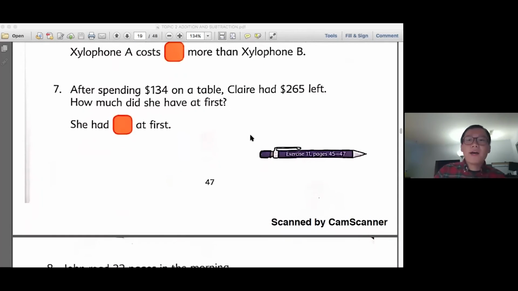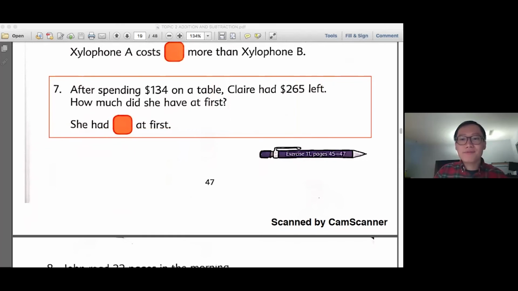Okay, does anyone want to volunteer reading question 7? Anyone? Yes, please. Me? Yes, go ahead. Okay. Question 7. After spending $134 on the table, Claire had $265 left. How much did she have at first?